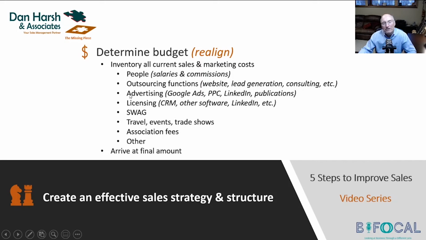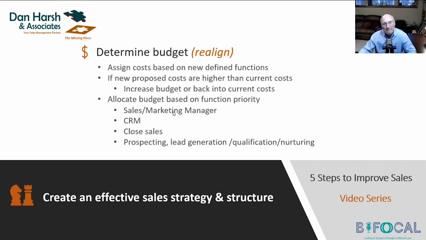We got to gather all this together and find out what am I currently spending, and I want to arrive at a number. Once I arrive at that number, then I can begin, if my goal is to take those same dollars, assigning costs based on my new defined functions, the exercise we just went through. If my new proposed costs are higher than what I'm currently spending, I got to step back and either say, hey, I'm going to increase my budget, or I'm going to back in and only spend what I've been spending.